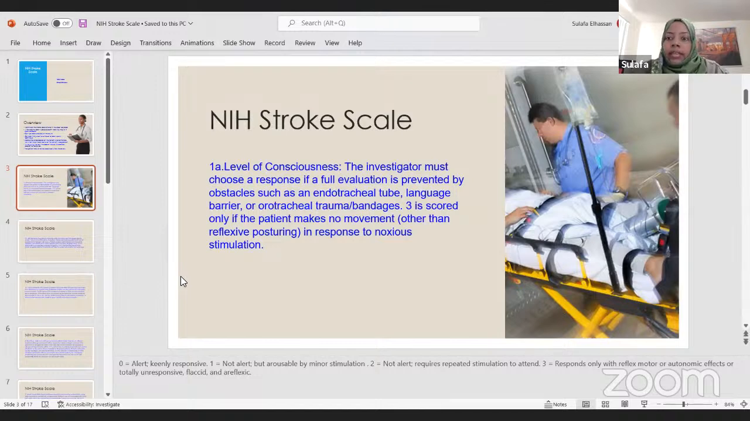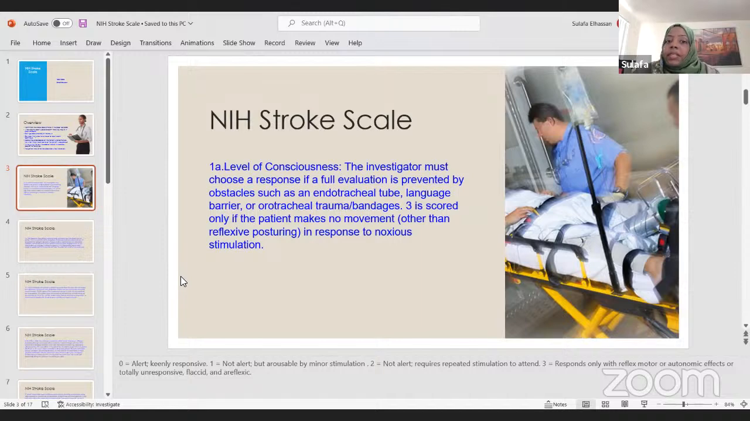So then we will start with the scale. When evaluating the level of consciousness, the investigator must choose a response. If a full evaluation is prevented by obstacles such as an endotracheal tube, language barrier, or tracheal trauma bandage, you try your best to do the evaluation and give the best score you can.